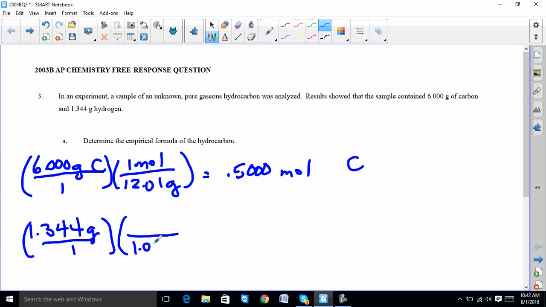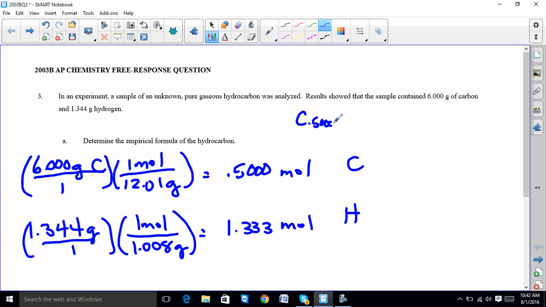However, the molar mass of hydrogen is 1.008 grams in a mole. And so you end up with 1.333 moles of hydrogen. Now I teach this all kinds of different ways, but if you wanted to do the silly looking formula, you would get this. And then again, remember, you have to have whole numbers, so you divide through by the smallest number. After you do that, you end up with C1H2.667, keeping in mind that this is 2 2/3.